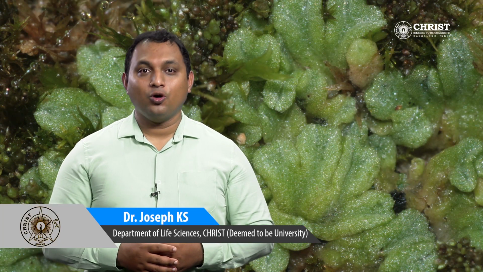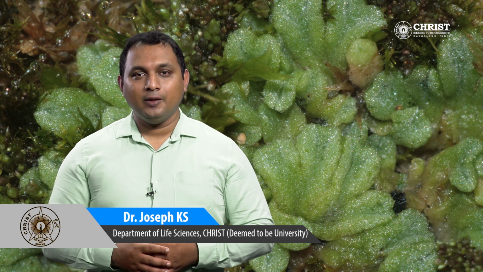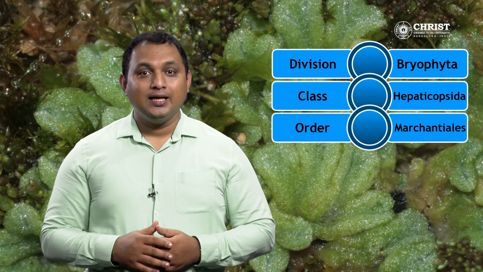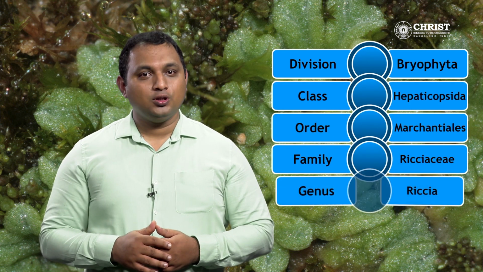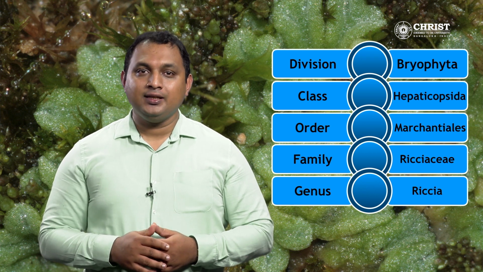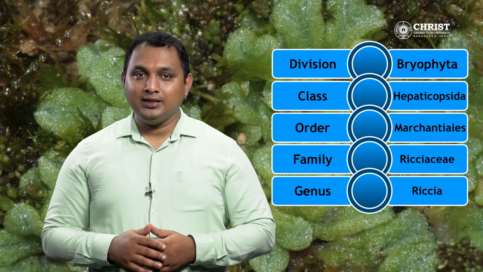Hello students, in today's session let's learn about the morphology, anatomy and reproduction in Riccia. Riccia is one of the most widely distributed genus of family Ricciaceae. It is widely distributed in both tropical and temperate regions of the world, and this genus is represented in India by about 33 species. Now let's have a look at the morphology of Riccia.